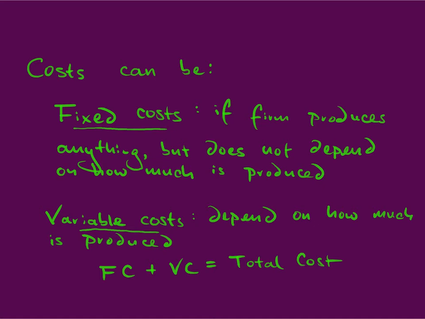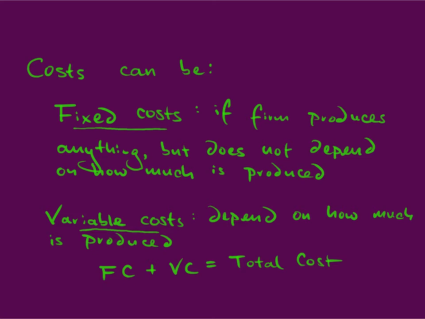is one that depends on how much the firm produces. For example, at a restaurant, the cost of the ingredients used to prepare meals are variable costs. They depend on how many meals are produced. The cost of labor, wait staff, cooks, those also depend on how much the restaurant produces. Those are variable costs.